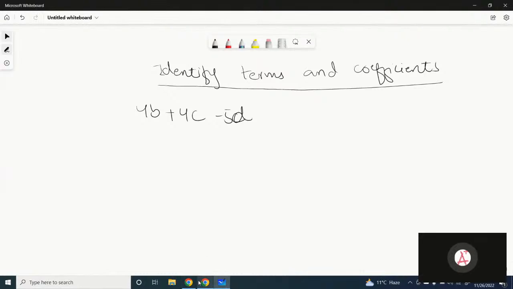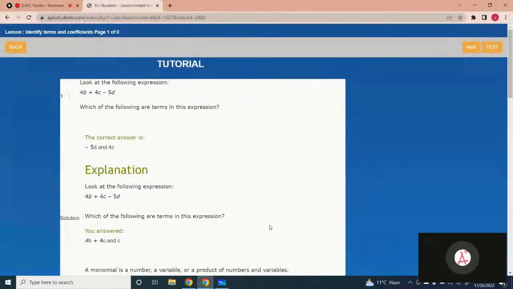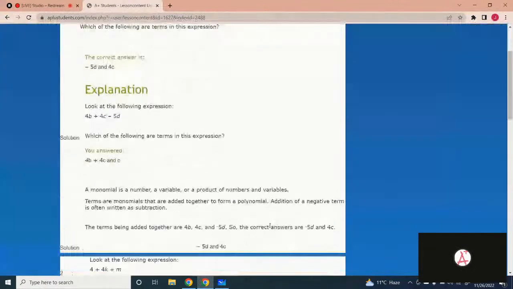Got it. You have to identify the terms and the coefficients from the expression. Okay. So a monomial is a number, a variable, or a product of numbers and variables. Terms are monomials that are added together to form a polynomial. Addition of a negative number is often written as subtraction. So the terms being added together are 4b, 4c, and negative 5d.